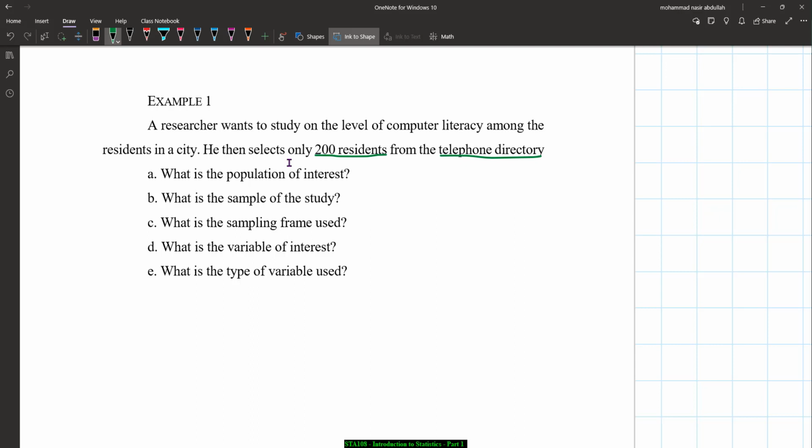That's all. So what is the population of interest? Based on the statement, what is the population of interest? Remember, for population we say all. All residents in a city. Okay. What is the sample? 200 residents. This is the sample, 200 residents.